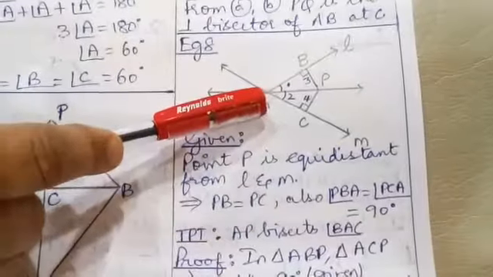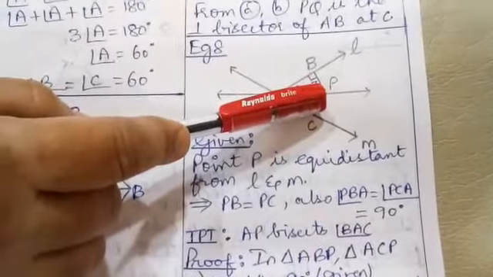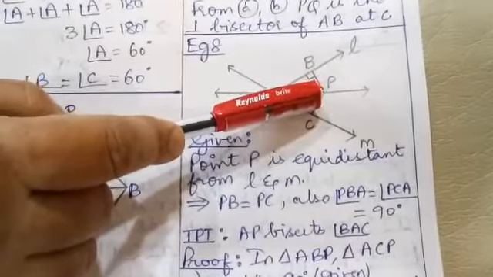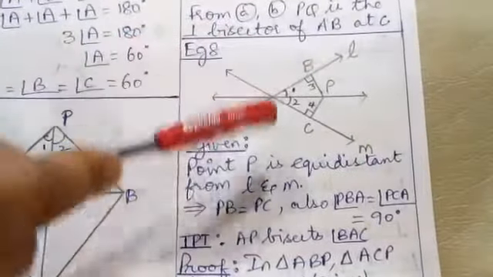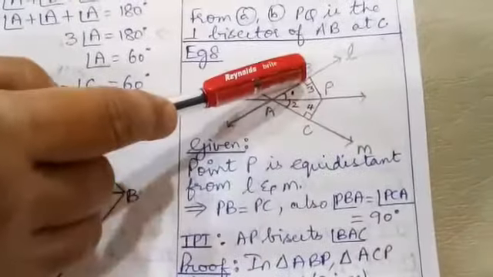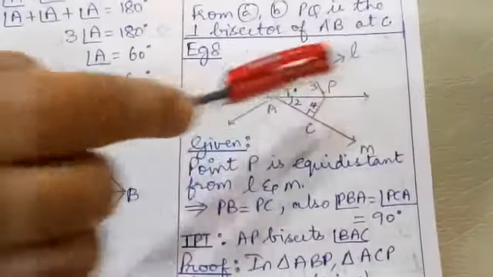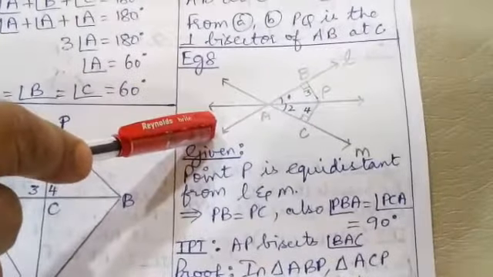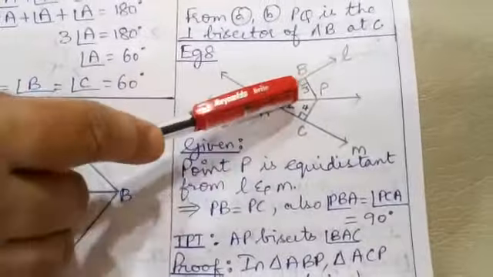In this figure, we are given that the point P is equidistant from the lines L and M. Let's understand this information. Now PB is the distance of the point P from the line L. Distance in mathematics is always the perpendicular distance. So that's why we see the right angle marked here.